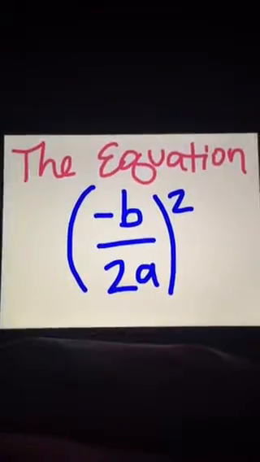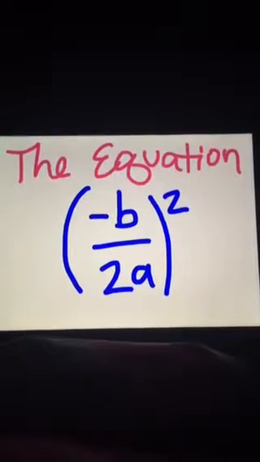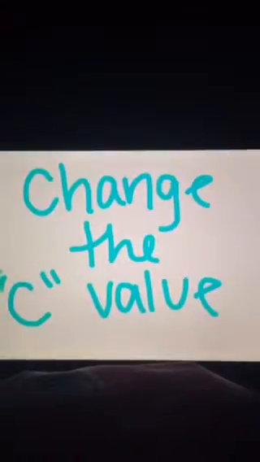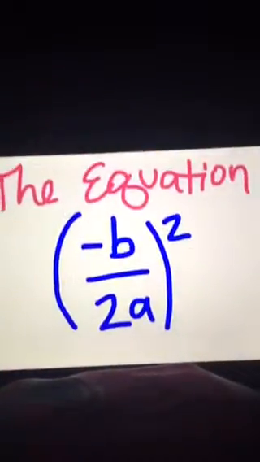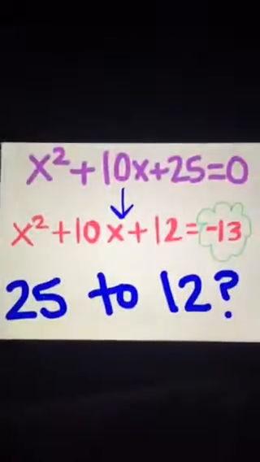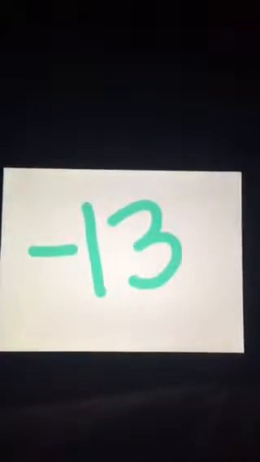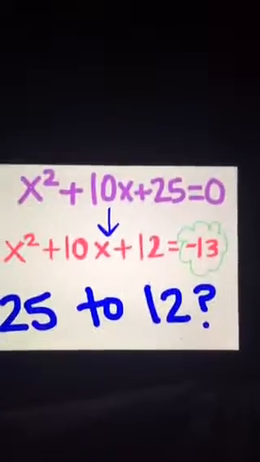Important things to remember while using this method. For sure, the equation negative b over 2a squared. Do not forget it. Also, change the c value. Don't forget to plug the answer you get from this equation into the c value. Make sure you add and subtract to the other side of the equation. For example, how do you get from 25 to 12 in this sequence? You subtract 13, therefore you have negative 13 right there.